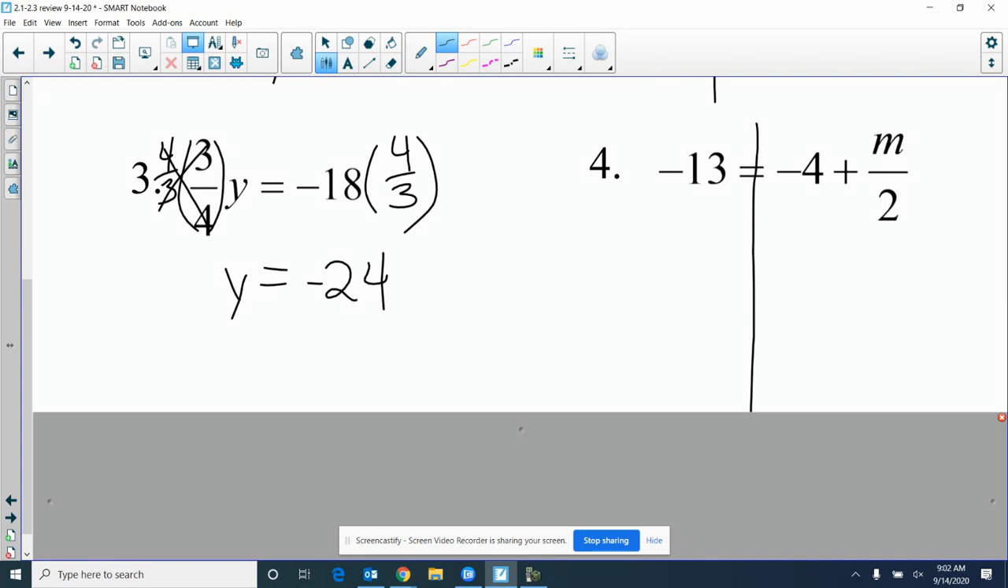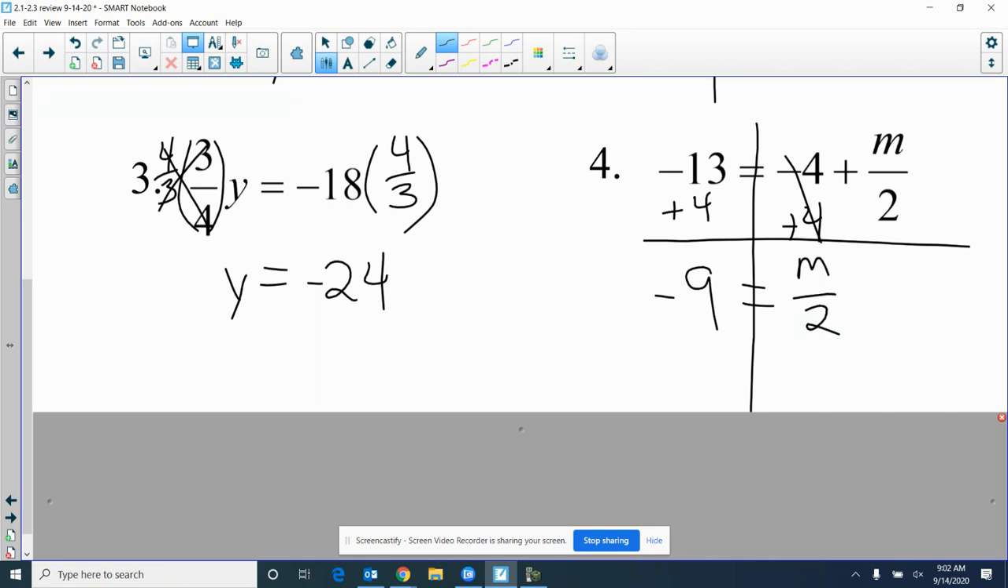Okay, remember, I always want to work on the side, so the right side where the variable is. However, I want to kind of stay away from the variable at first. I don't want to do anything with the variable yet. So plus 4. Very good, that's what I'm looking for. I want to add 4 first. -4 plus 4, that's going to give me 0. Christian, what's -13 plus 4? -9. -9, very good. All right, I'm going to bring down the m divided by 2. All right, and Christian, what am I going to do from there?